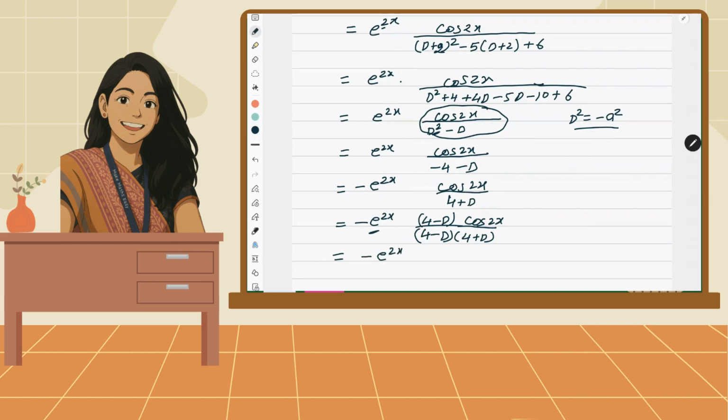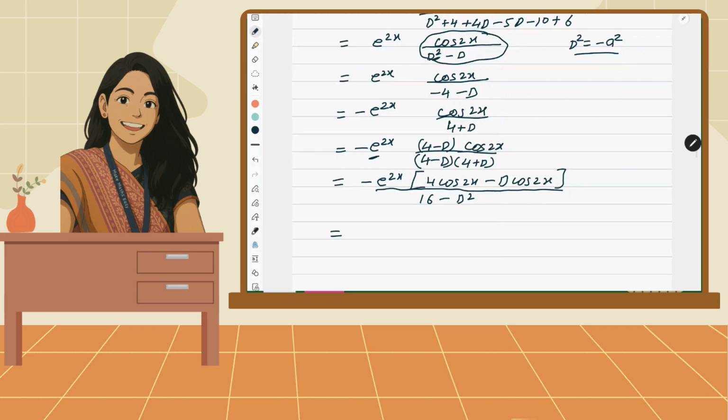So minus e to the power 2x, open the bracket in the numerator: 4 cos 2x minus D cos 2x. And the denominator, it is (a plus b)(a minus b), so 16 minus D square. Correct? And what is the value of D square we are using here? See here, 4 cos 2x. D of cos 2x means what? Differentiation of cos 2x, so plus 2 sin 2x, upon 16 minus 4. Right? Because D square here we took as minus 4.